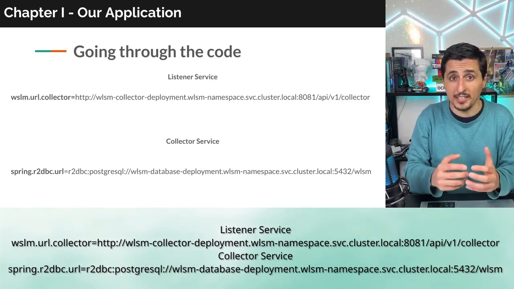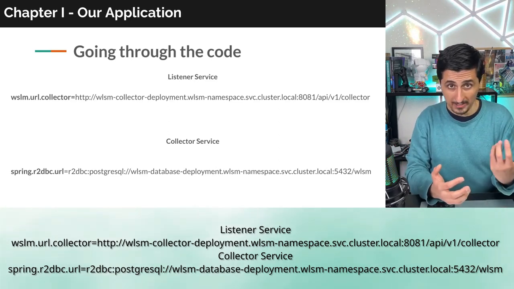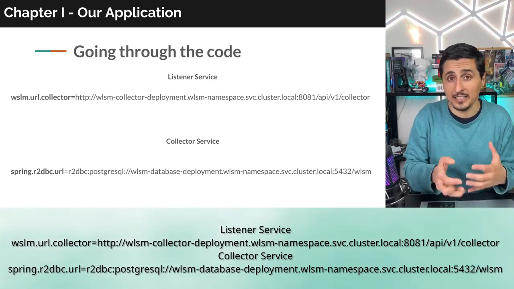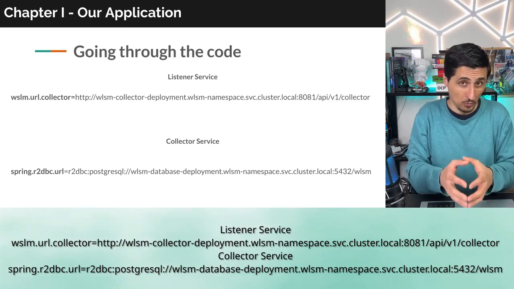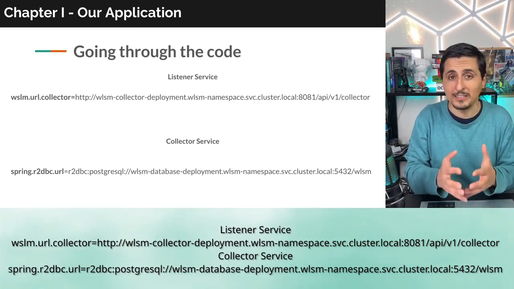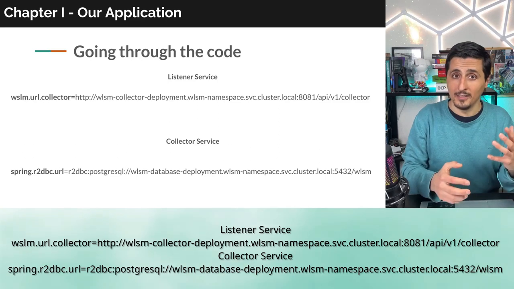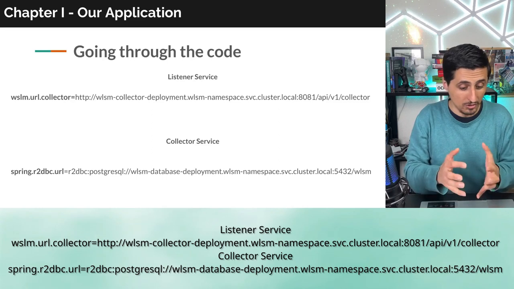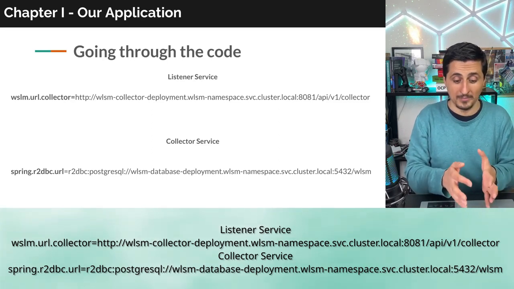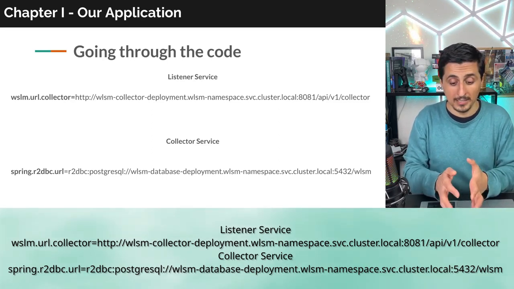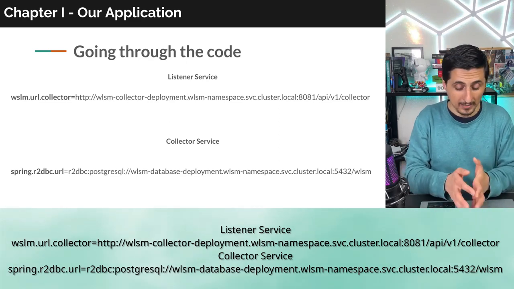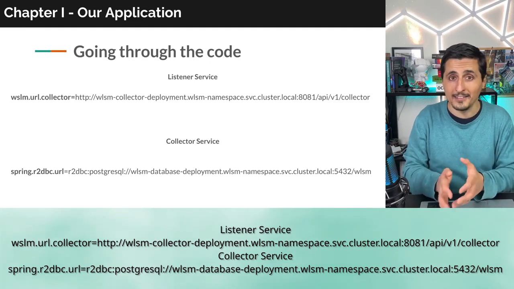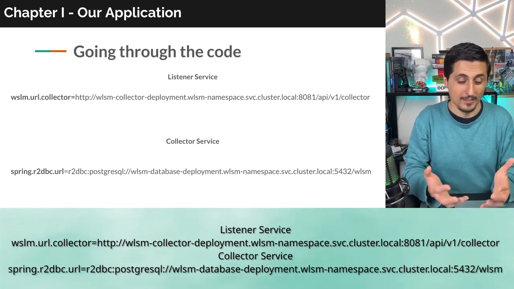The collector service then is just responsible for picking up this data, collecting it, and saving it in the database. For that, it needs a database connection and needs to know where the database is located. It builds the domain name of the service in exactly the same way. So on the left side, we have WLSM database deployment, dot WLSM namespace, and then finally svc.cluster.local, with the port 5432 and the database we need to connect to.